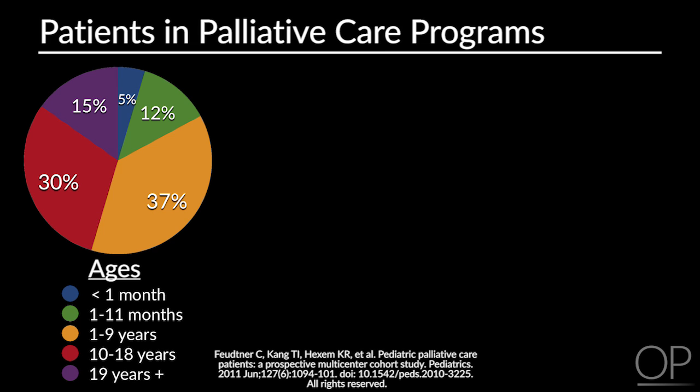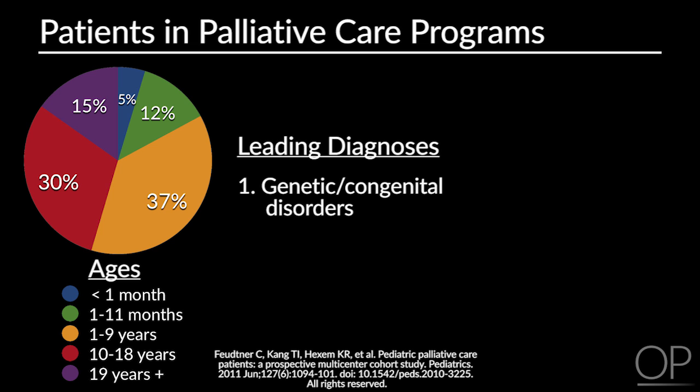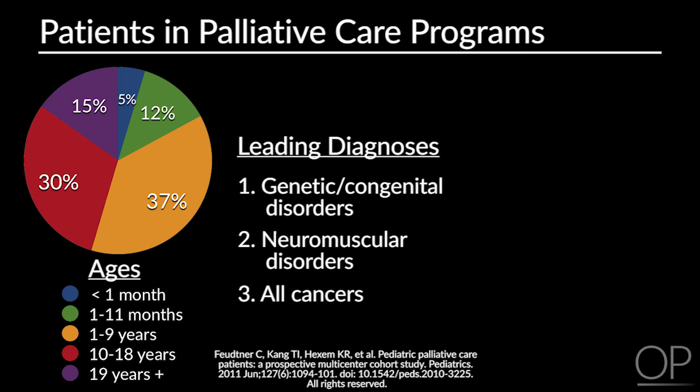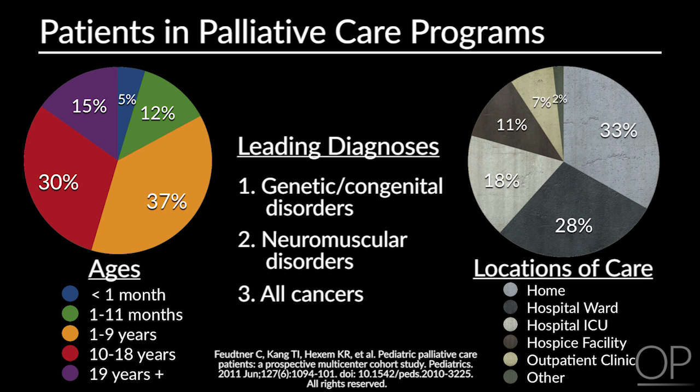And in fact, when we study children who are in the pediatric palliative care programs that exist, we find that they are of many different ages, that cancer is not the leading diagnosis, but genetic or congenital disorders is the leading category of diagnoses, followed by neuromuscular disorders, that these children receive care and live in many different settings, whether it's the home, hospital ward, intensive care unit, hospices, or clinics.